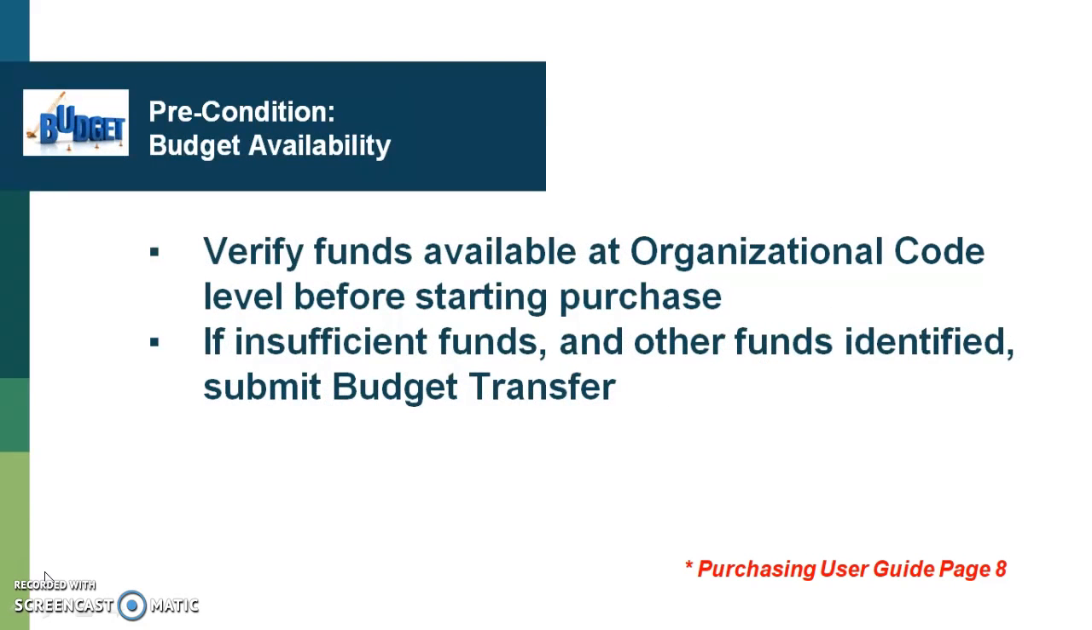Budget availability, like I mentioned before. If you don't have the money at your org code level, please consult your department head, your director, your dean, and see that they can, in fact, transfer funds to you, because you've got to have the funds in place before you start with your purchase.